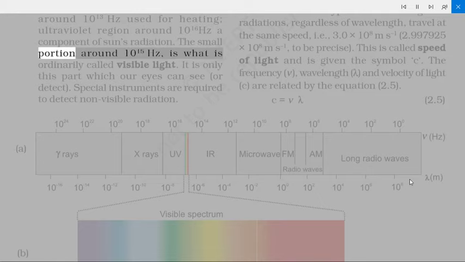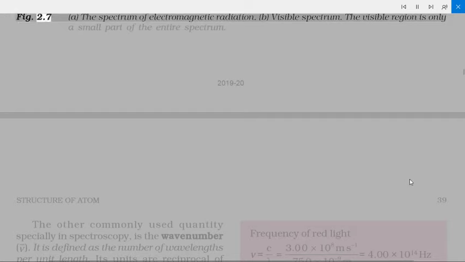The small portion around 10^15 Hz is what is ordinarily called visible light. It is only this part which our eyes can see or detect. Special instruments are required to detect non-visible radiation. Fig. 2.7. (a) The spectrum of electromagnetic radiation. (b) Visible spectrum. The visible region is only a small part of the entire spectrum.